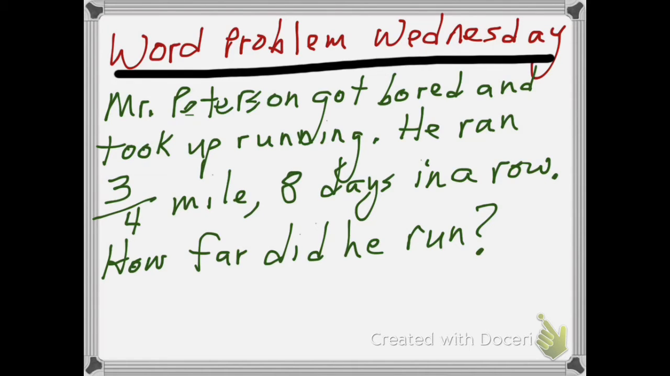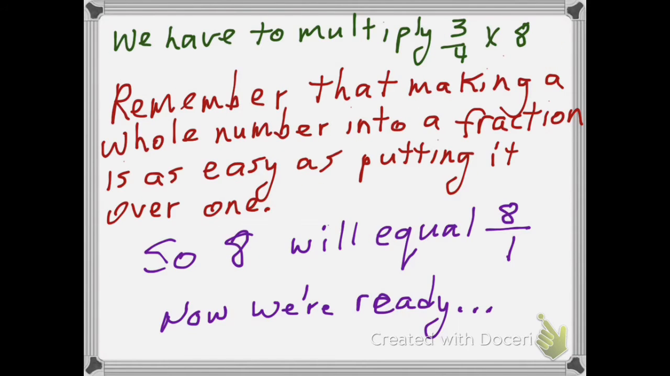Mr. Peterson got bored and took up running. He ran 3/4 of a mile for 8 days in a row. How far did he run? So we're after a total. We have a multiplication problem here with a fraction. So we have to multiply 3/4 times 8.